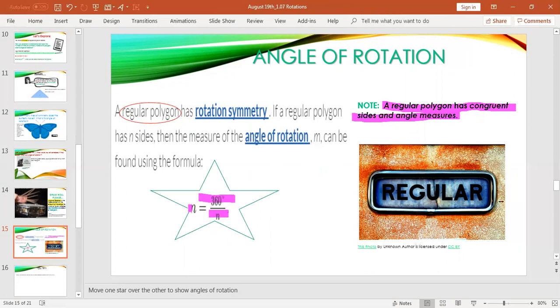So that M stands for the angular rotation, okay? All right, so if it's a square, the angular rotation would be 360 divided by 4, which is 90 degrees. And then if I wanted the angles of rotation, it'd be 90, times 2, which is 180, times 3, which is 270, and 90 times 4, which is 360. Okay, so it has 4 angles of rotation.